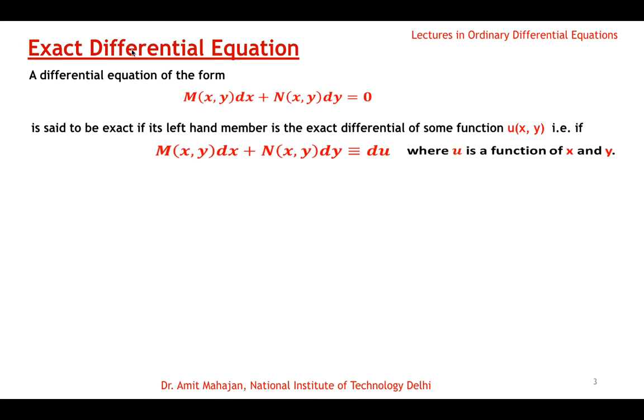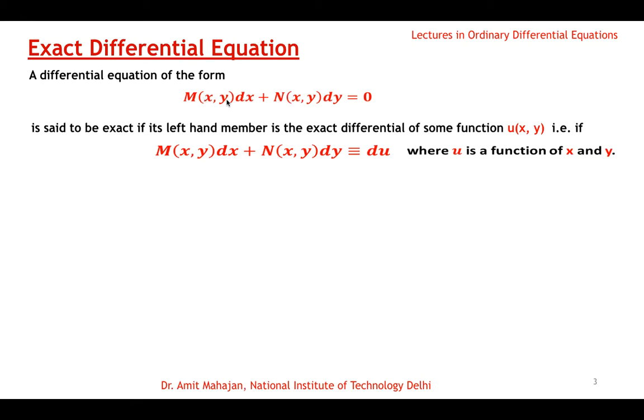So the exact differential equation is a differential equation of the form M(x, y) dx plus N(x, y) dy is equal to 0. Okay. So this is a first order differential equation, first order and first degree. If you divide by dx, it is M plus N dy by dx, or if you divide by dy, then again it is M dx by dy plus N is equal to 0, right? So it's a first order first degree in y or x, and maybe linear or non-linear depending upon M and N.